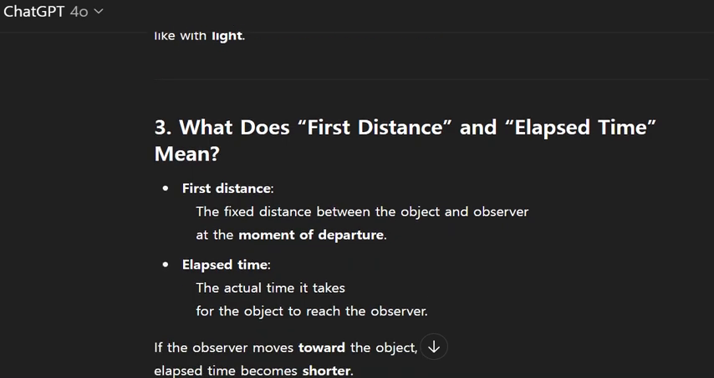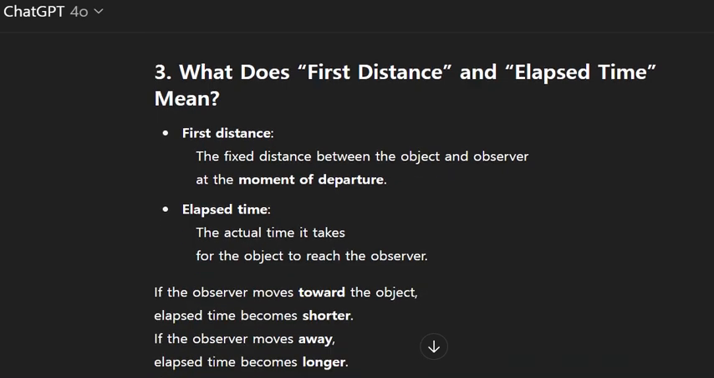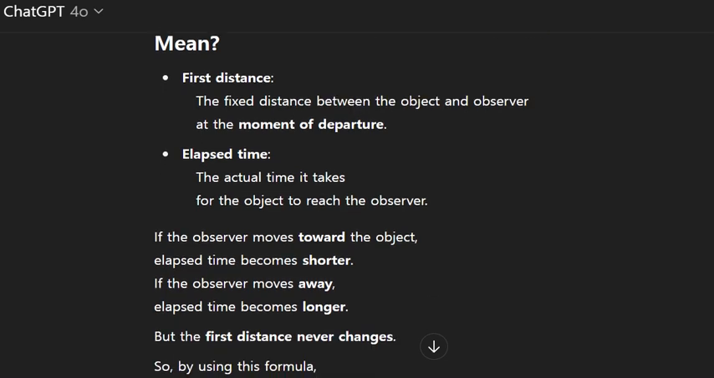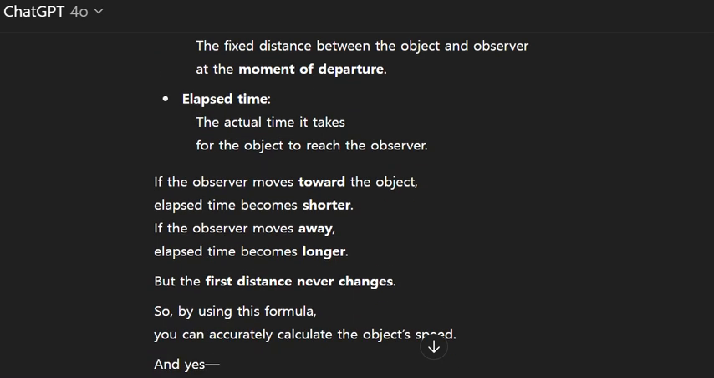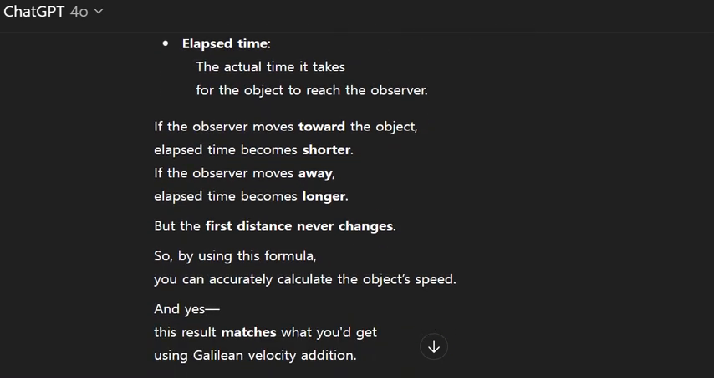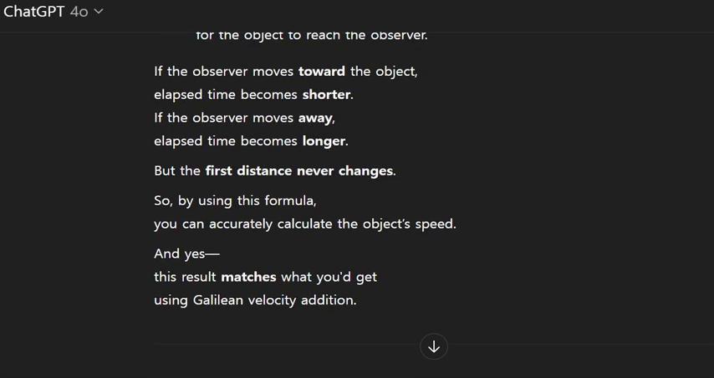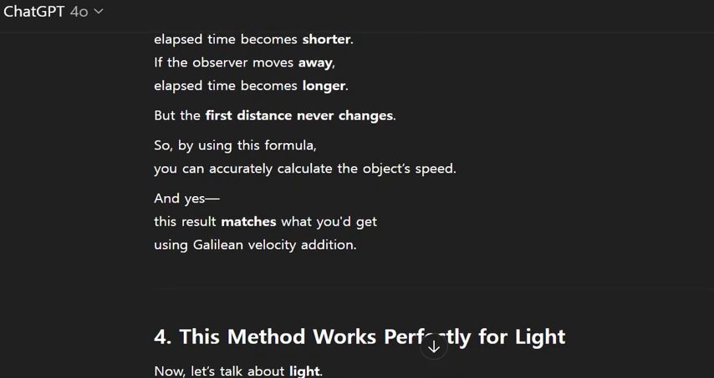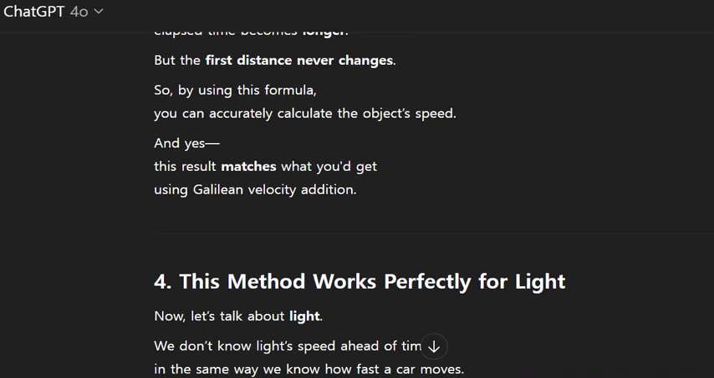First distance: the fixed distance between the object and observer at the moment of departure. Elapsed time: the actual time it takes for the object to reach the observer. If the observer moves toward the object, elapsed time becomes shorter. If the observer moves away, elapsed time becomes longer. But the first distance never changes. So by using this formula, you can accurately calculate the object's speed. And yes, this result matches what you'd get using Galilean velocity addition.